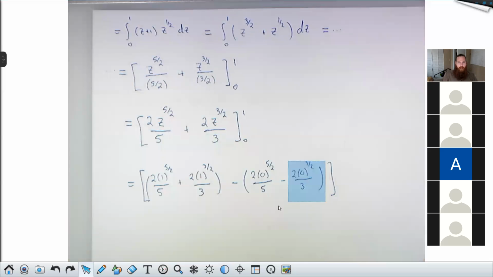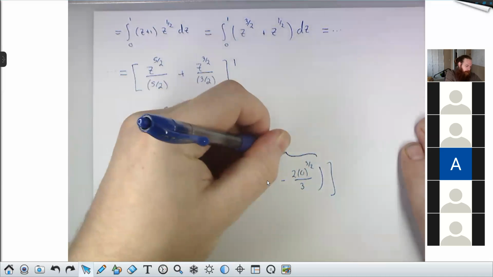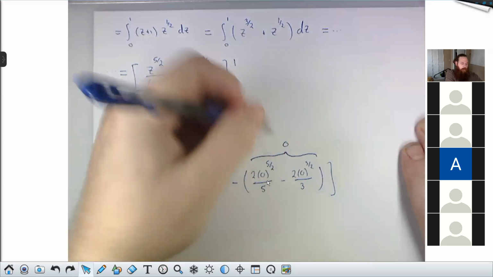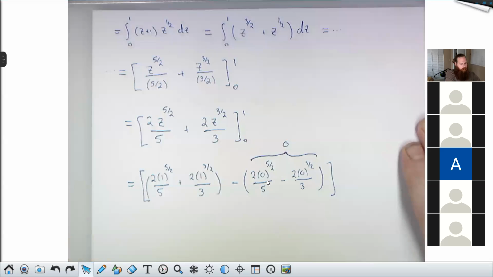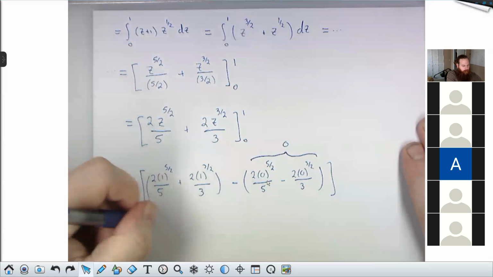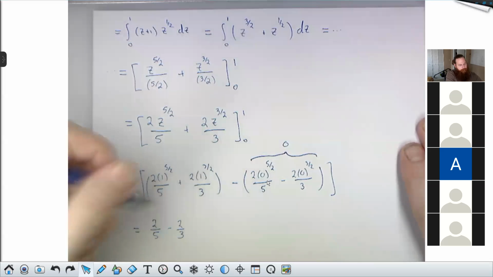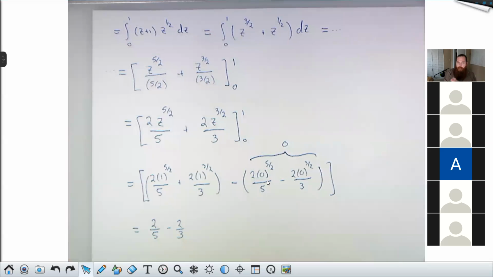And what you'll see here is that everything here is 0. Because 0 raised to any positive power, and 5/2 and 3/2 are both positive, is always 0. So this whole term contributes nothing. And 1 to the 5/2, 1 to the 3/2, those are just 1s. This is 2/5 minus 2/3. And that's it.